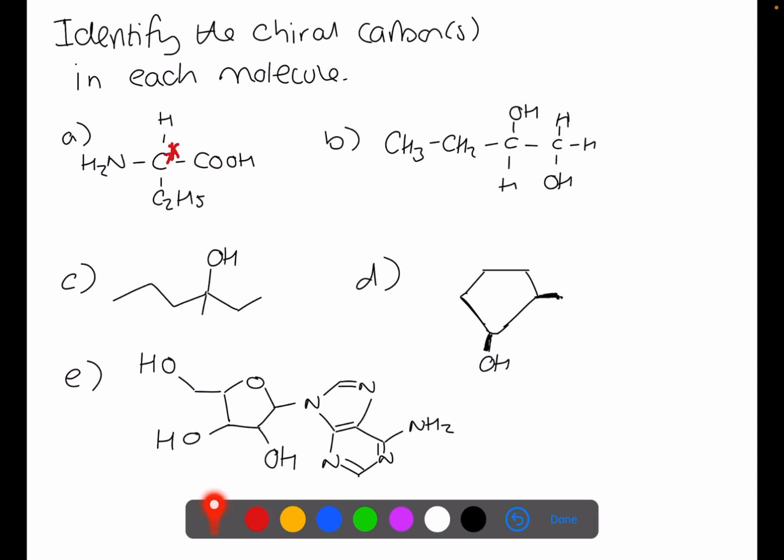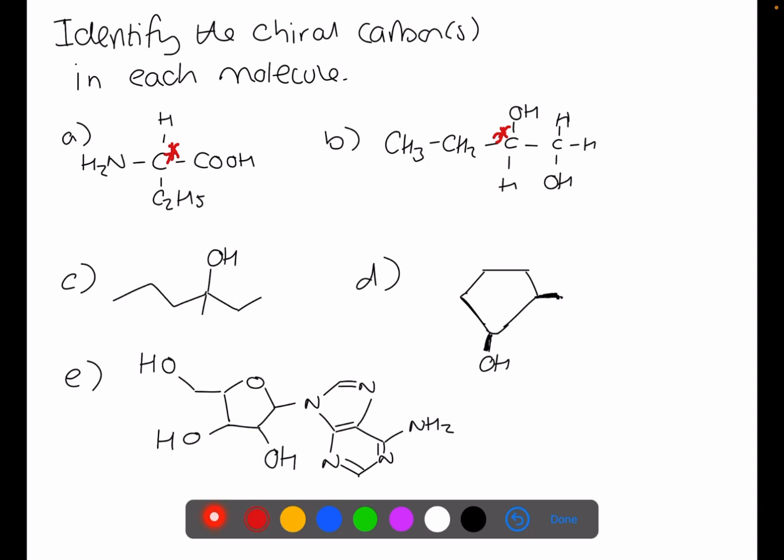In this one here, you can see this carbon has 3 hydrogens, so that one can't be a chiral carbon. This one has 2 hydrogens, so this can't be a chiral carbon. This one has an OH, an H, a CH2OH attached to it, and then a CH2CH3. So this one is a chiral carbon. And then this one here has 2 hydrogens, so this one cannot be a chiral carbon.